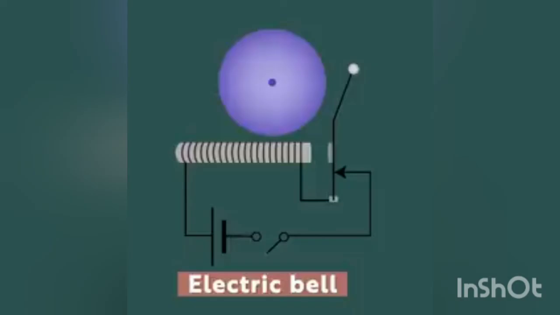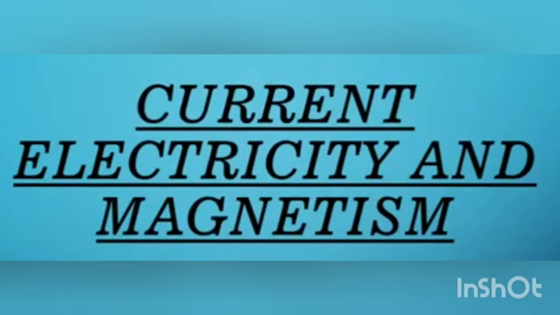So students, today we have completed our lesson on current, electricity and magnetism. For today's homework, you have to read the lesson and note down the important points of the same.